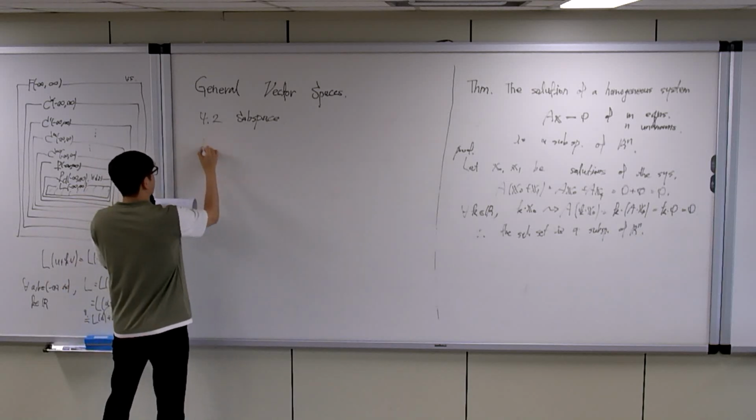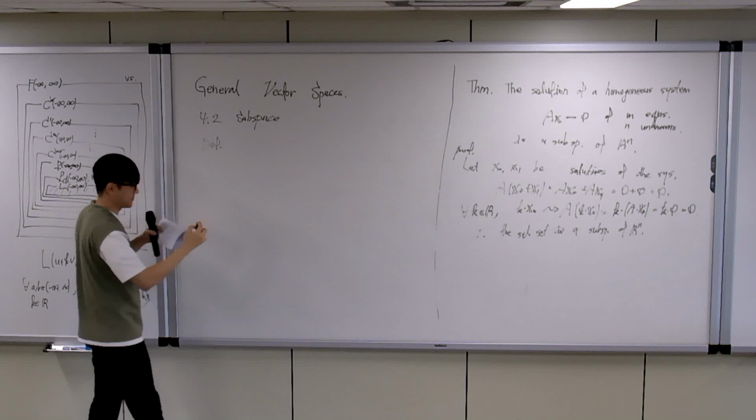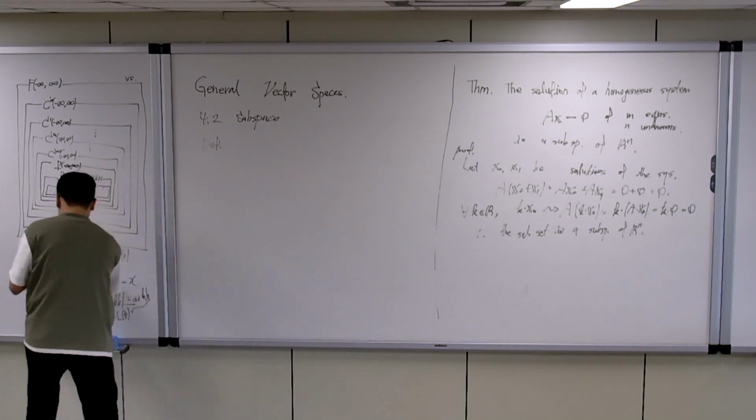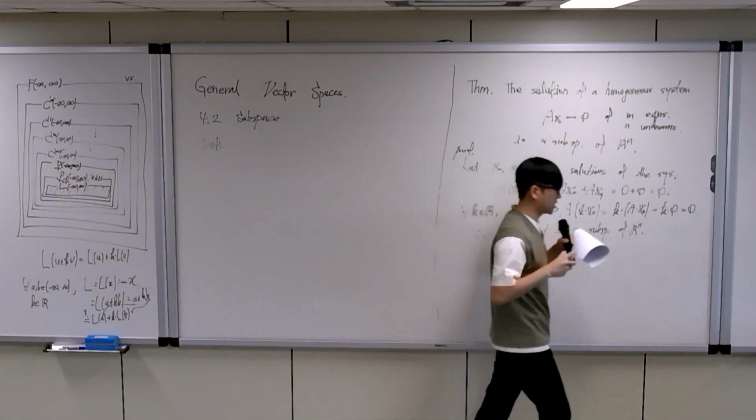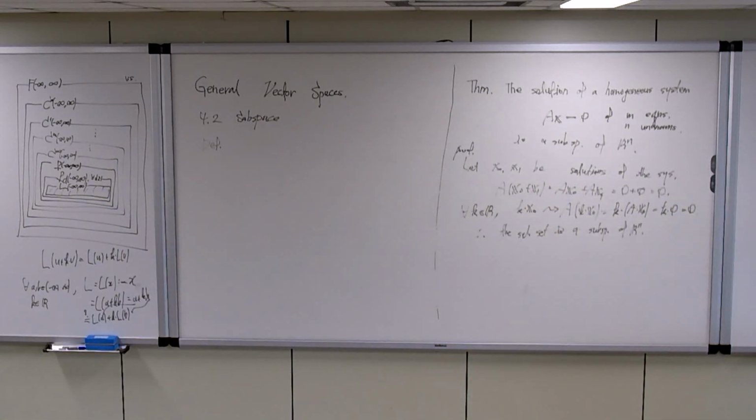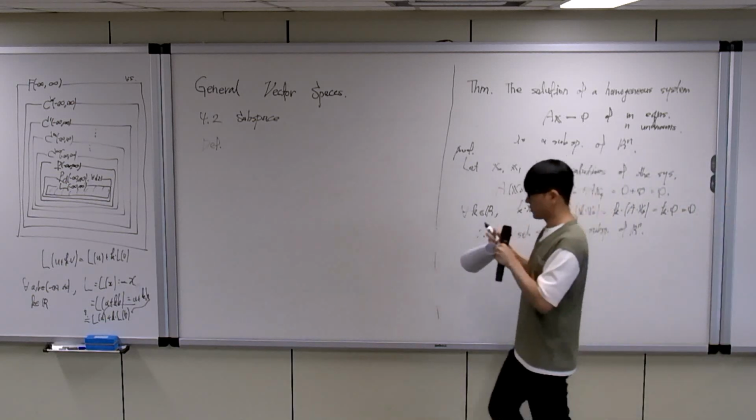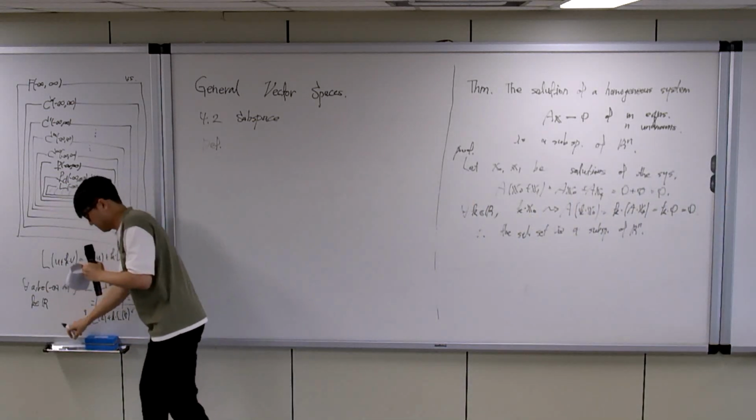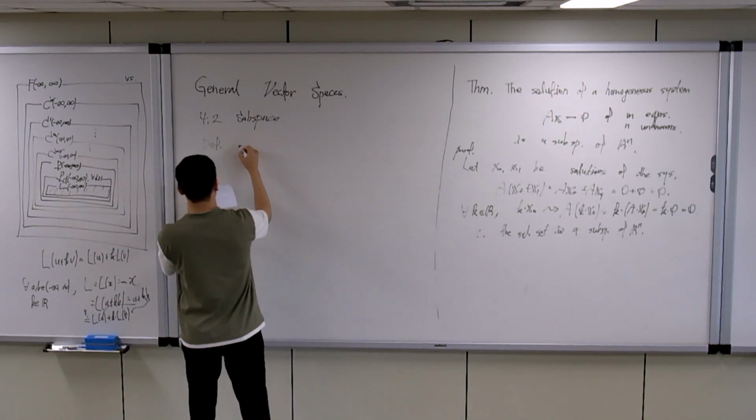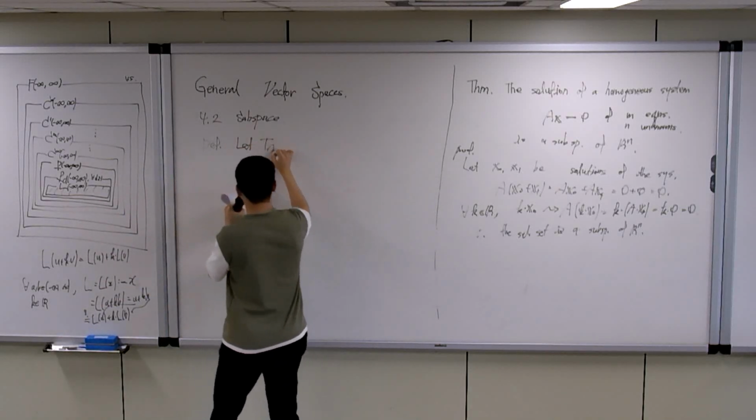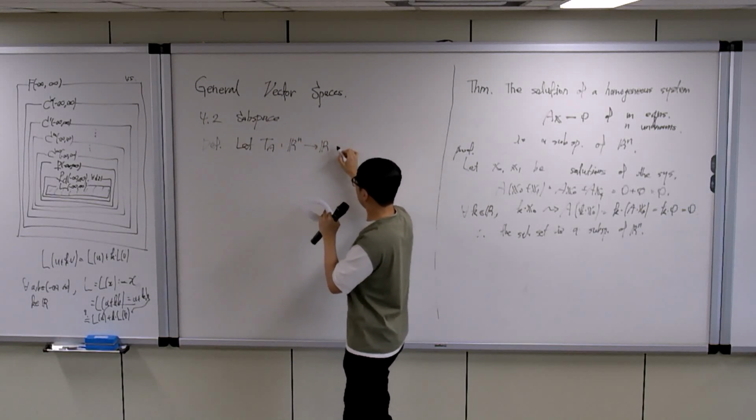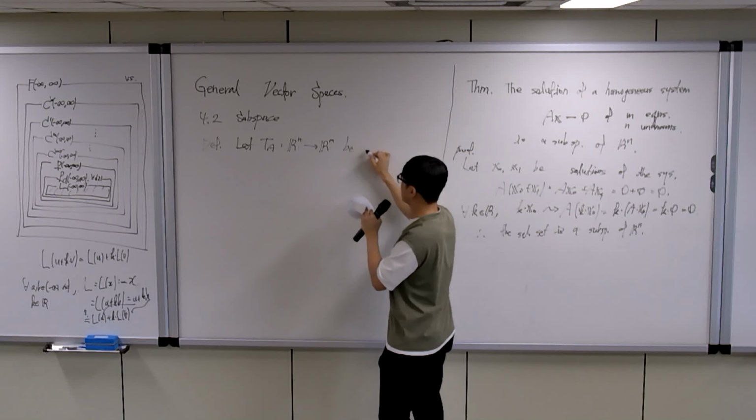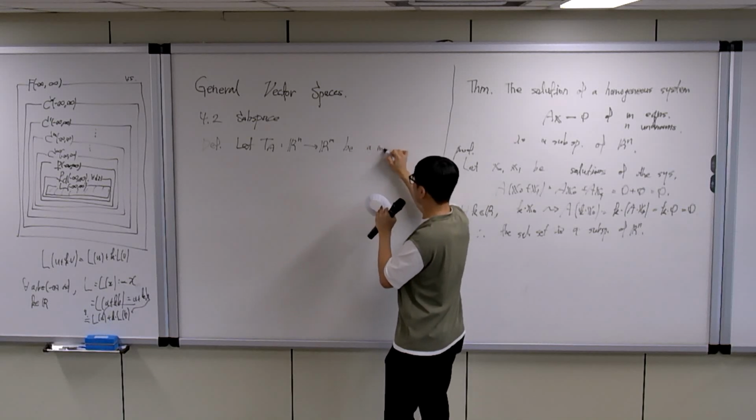The next. This is just for matrix transformation. So let T sub A be a linear transformation, that is, a matrix transformation.